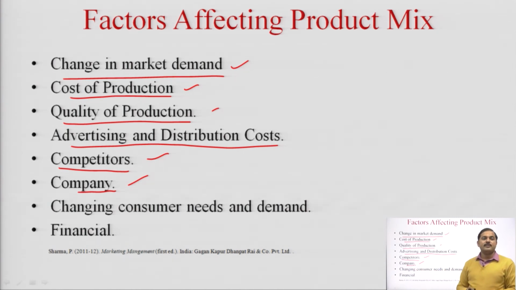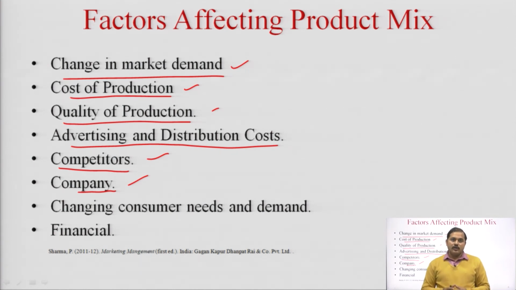The next one is changing consumer needs and demand. That is the very basic purpose for which an organization exists in the market. If we are not able to offer as per the needs and expectations of the consumer, we need to have a very thorough thought on that aspect. If the needs are changing, we need to modify, redesign, redevelop, or add more flanker products into the choices of the product mix. That way also it is affecting the product mix.